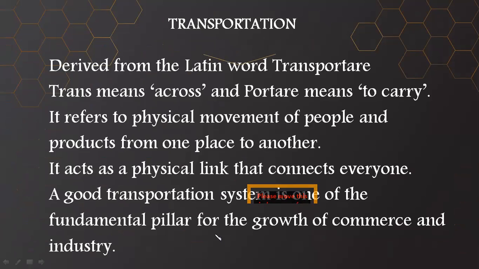Transportation actually refers to the physical movement of people and goods or products from one place to another. It acts as a physical link that connects everyone, and it is very important for the economic development of a country, for the growth of industry and all.